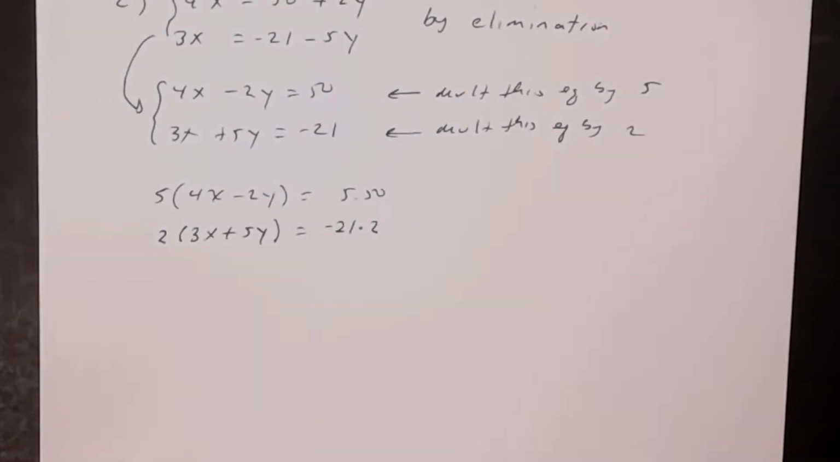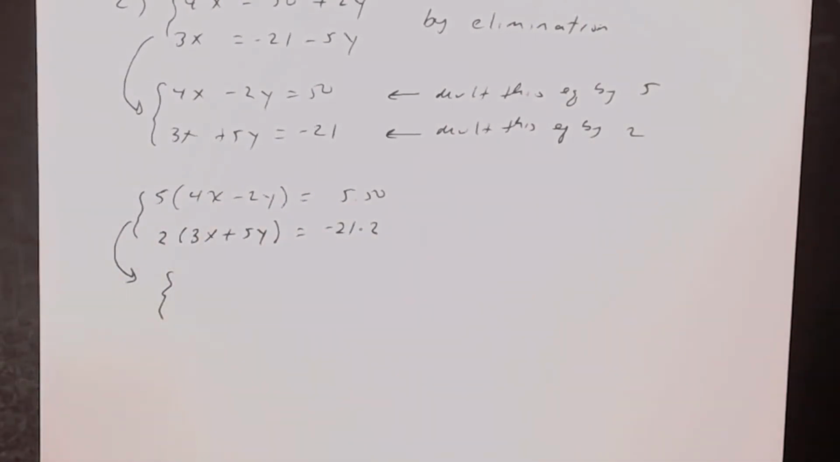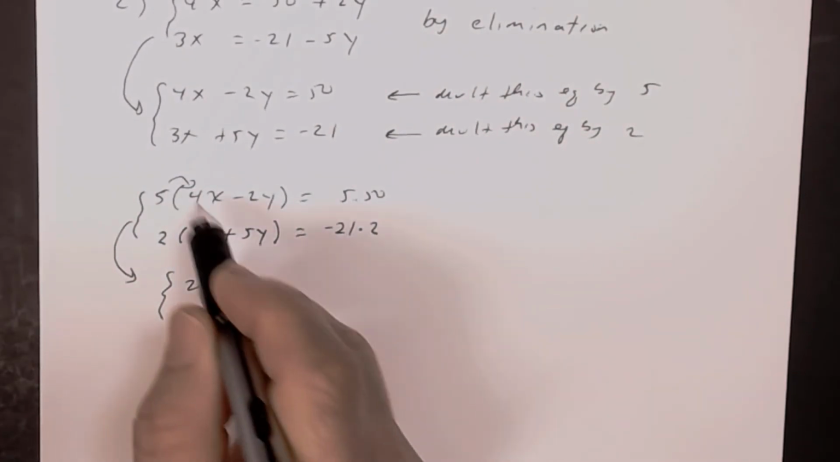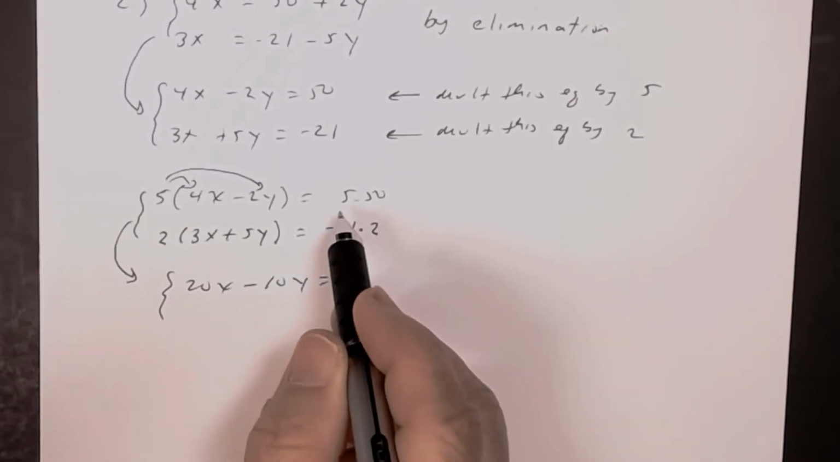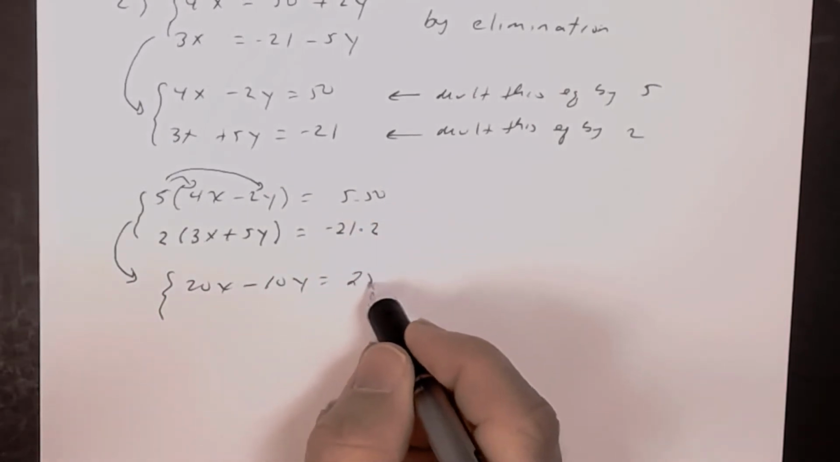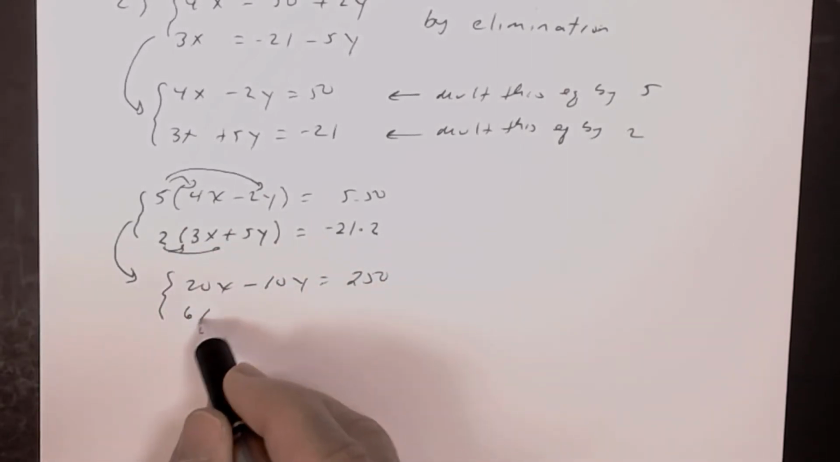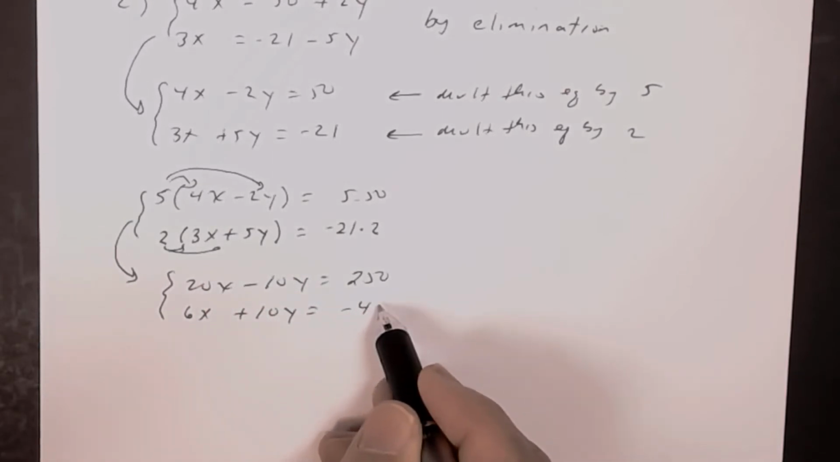Okay? All right, so getting rid of the parentheses, we're going to use the distributive property. This system becomes this. I'm going to get 5 times 4x is 20x, and then 5 times a negative 2y is a negative 10y, equal, and then 5 times 50 is 250. Over here, if I distribute the 2, I get 6x plus 10y is equal to a negative 42.